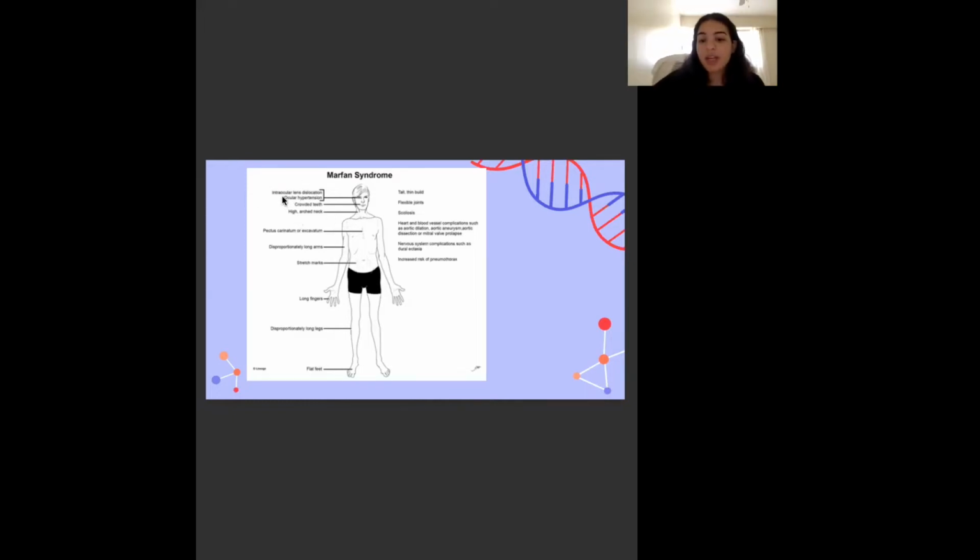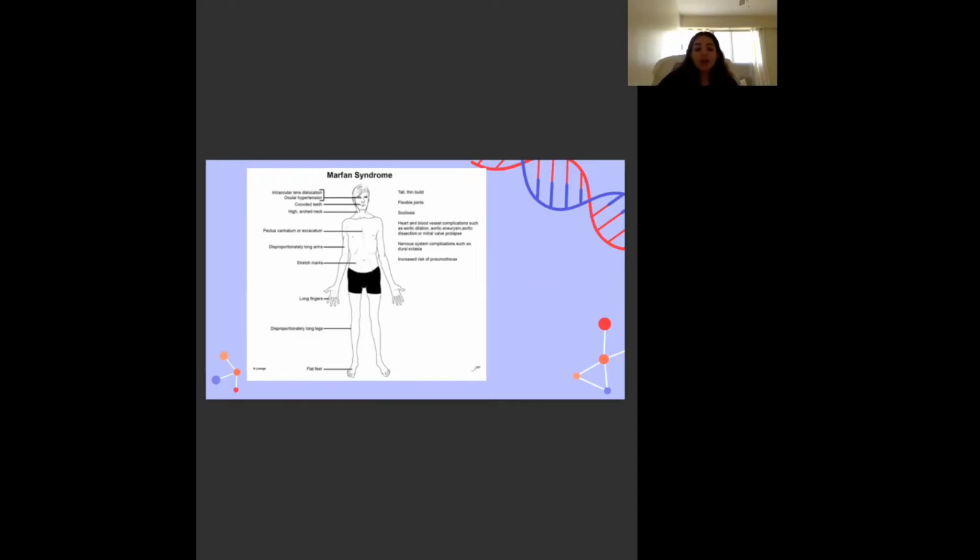And they either have a sunken chest or a protruding chest, which can all be seen in the image. Here we have the intraocular lens dislocation, the ocular hypotension, the crowded teeth, the high arched palate, the pectus carinatum or the excavatum, the disproportionately long arms, the stretch marks that we see here, the long fingers, the disproportionately long legs, the flat feet, as well as the tall, thin build, the flexible joints, and the scoliosis.